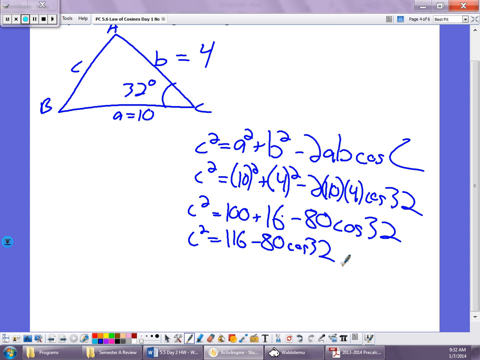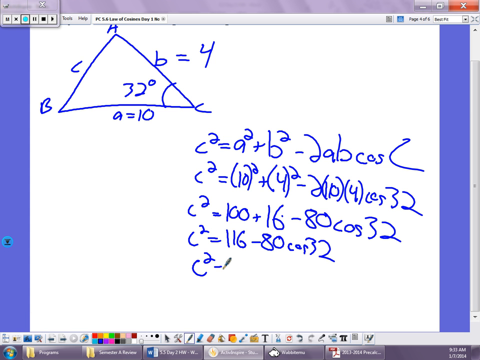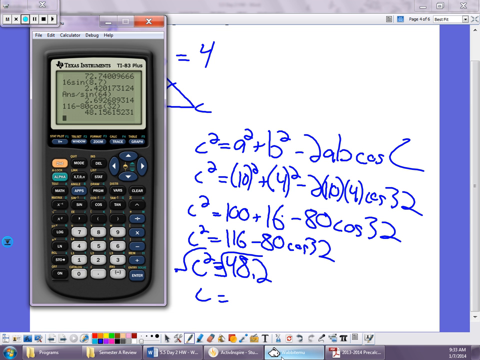And then you just plug that in your calculator. Can you subtract first? No, because this is 80 times cosine 32, so you can't multiply those first. So you'd get c squared equals 48.2. But c squared doesn't do us any good, so you just take the square root of both sides, and you get 6.9.